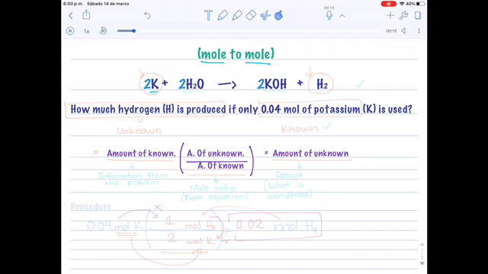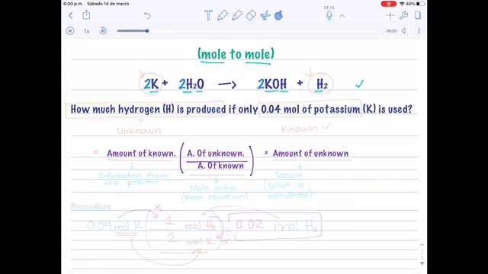In this case we have 2 potassiums on the left, 2 potassiums on the right, 4 hydrogens on the left, 4 hydrogens on the right, 2 oxygens on the left and 2 oxygens on the right. So that means that our equation is balanced and we can proceed.